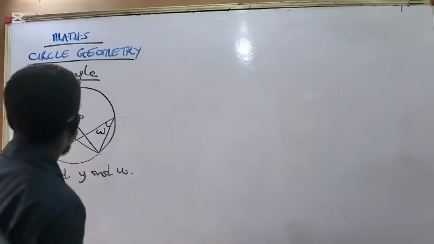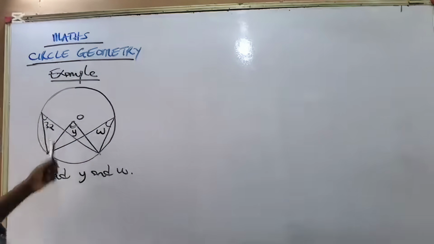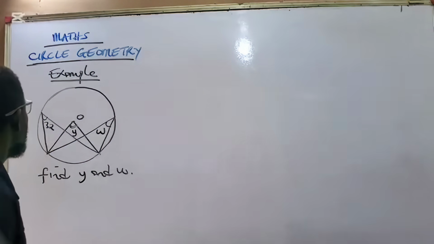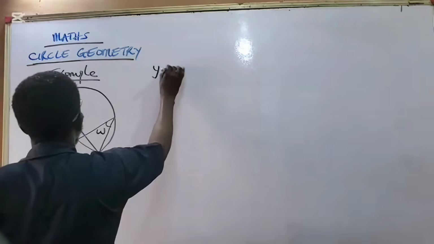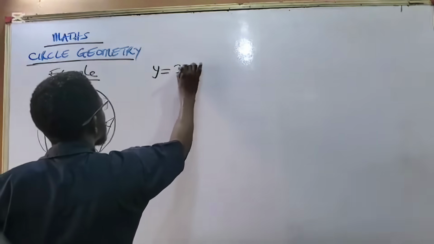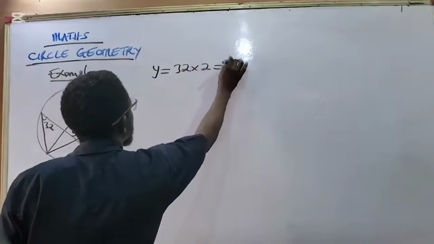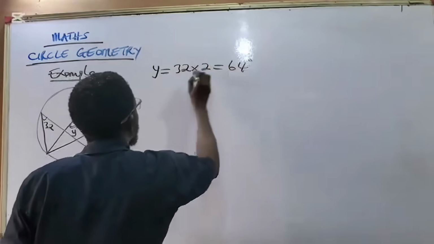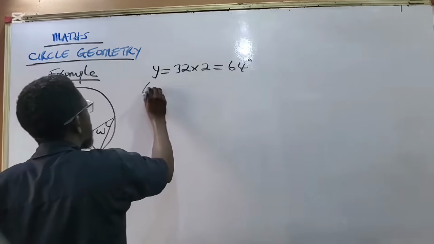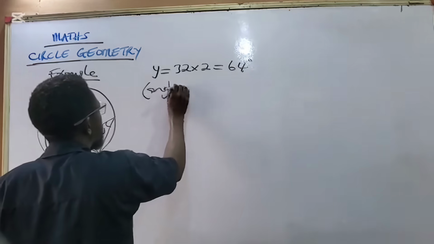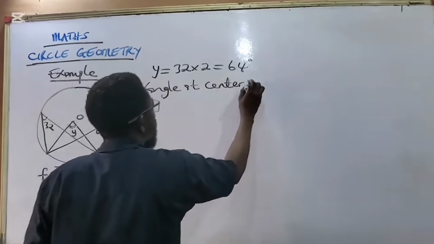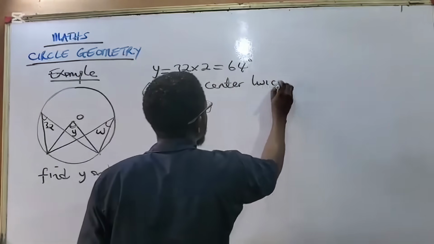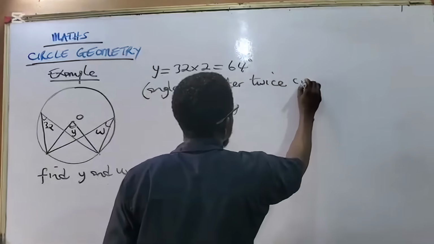y is at the center. This one is at the circumference. Okay? So we have y equal to 32 times 2. That will give us 64 degrees. Angle at center twice circumference. Now theorem.